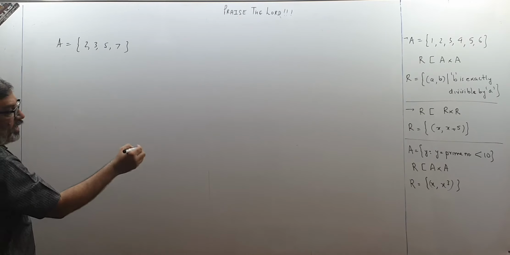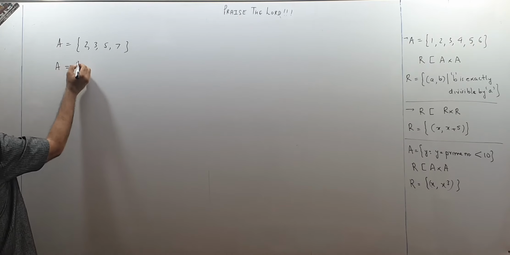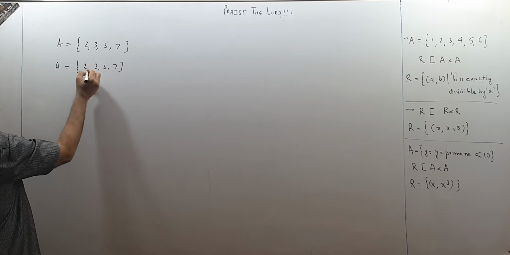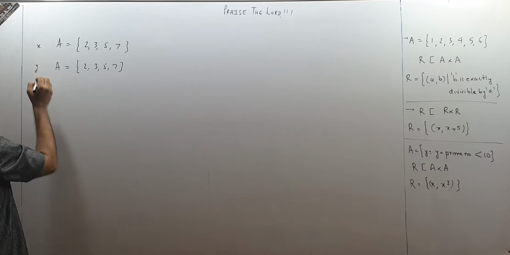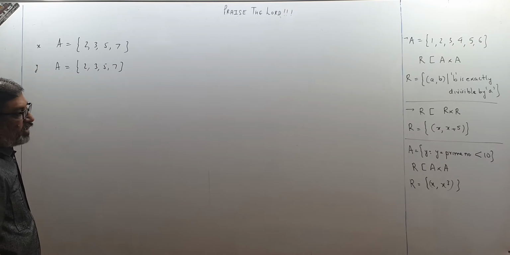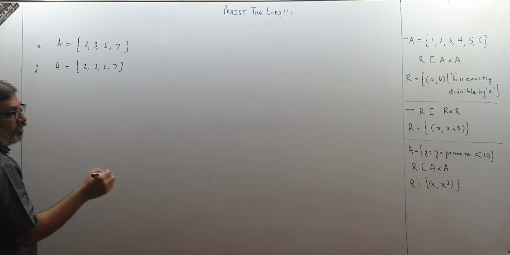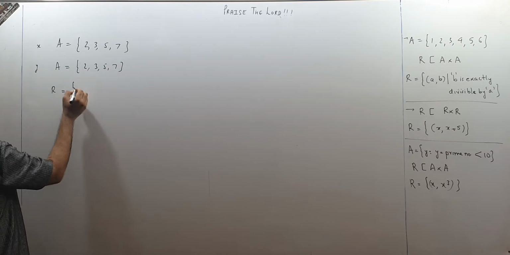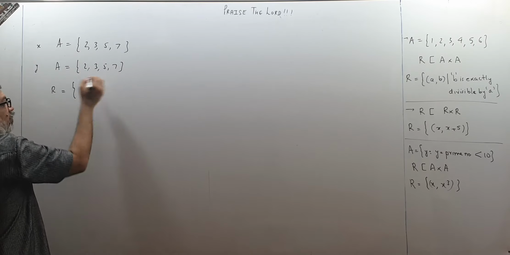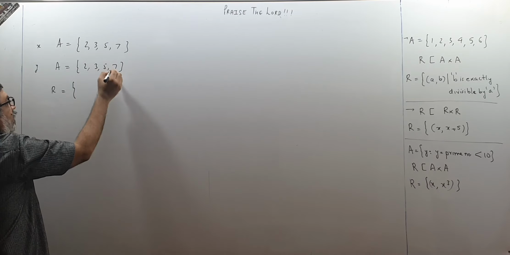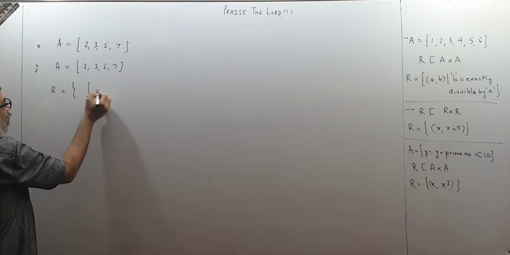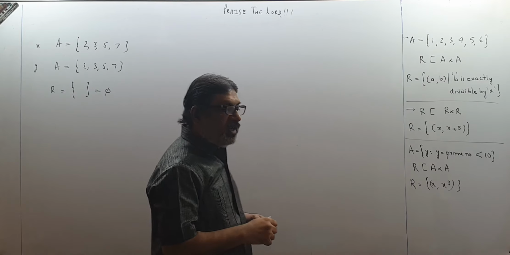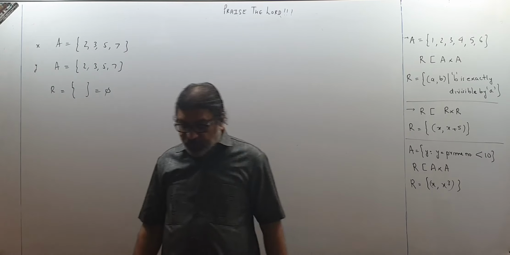From A to A. Okay, so this is also A: 2, 3, 5, 7. So from here I get x, from here I get y, which is x and x cube. So R will contain, if I take 2, cube is 8, I don't get it. 3 cube I don't get. 5 cube, so R is a null set. So it is a null relation, a void relation, because there are no elements in R. Please pause and copy, children.